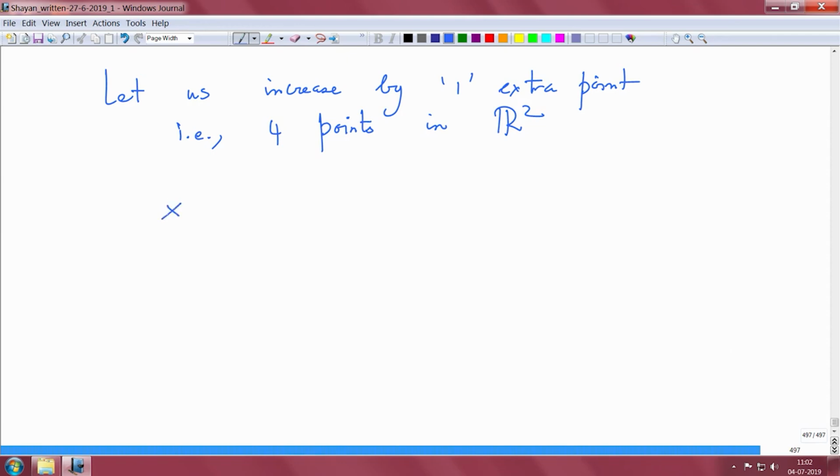So as I mentioned earlier, this is the simplest case, this is no problem because I can have a line that can separate these points. Possibly if I had something like this, still I have no problem, I can separate the points.